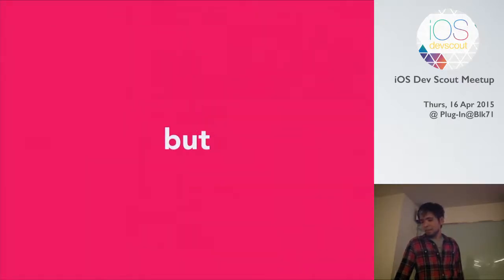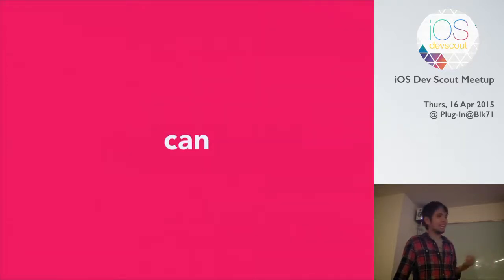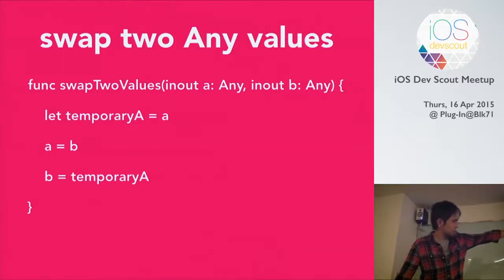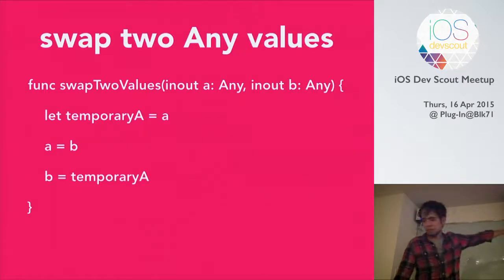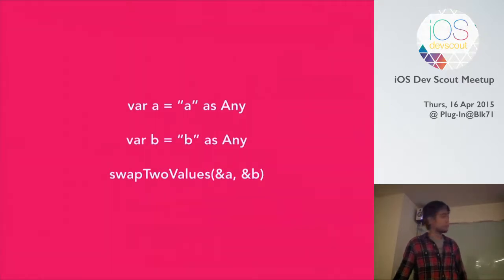But when I saw this, I also thought, why not use a protocol to swap values? It's possible. So this is the same function using Any protocol. The difference is just here. It uses Any here. So now you can also pass int values to the swap two values function. And if you want to swap string values, you can also do it like this.